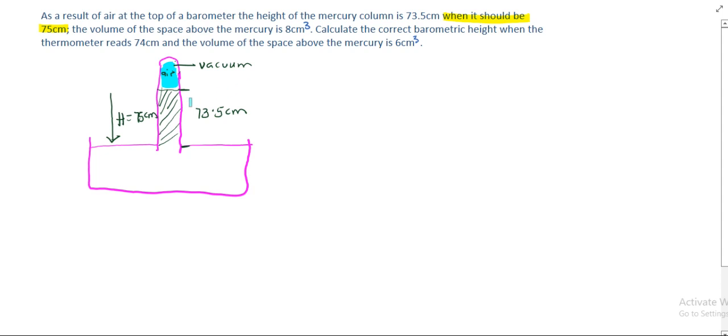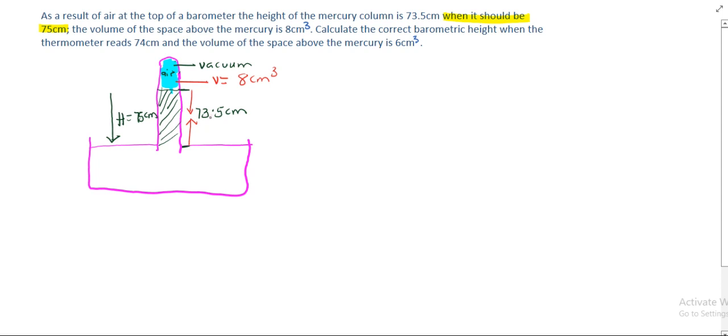Okay, let's go further. We're told again that the volume of the space above the mercury, the space up here, is 8 centimeter cube. So the volume here, V, is equal to 8 centimeter cube. Okay, I think we are getting there.